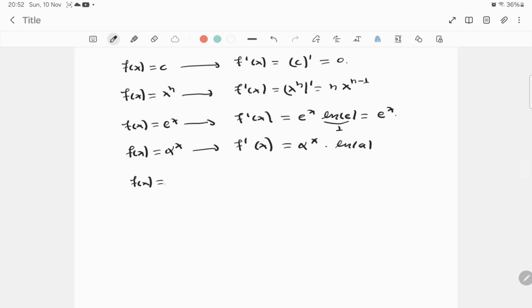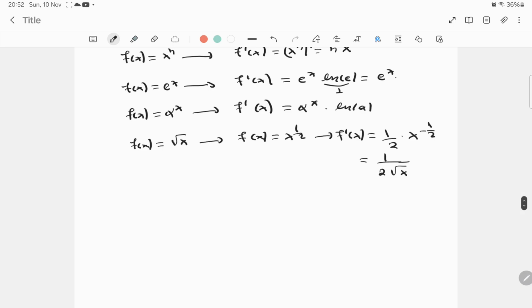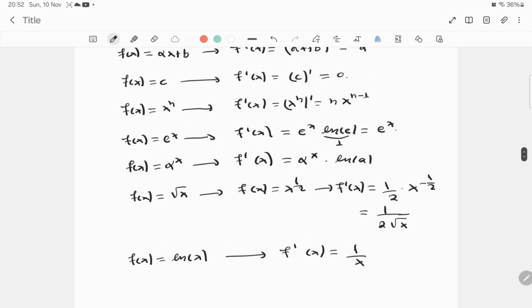F of x equals square root of x. Here you can write this f of x as x to the power of a half. The derivative of this function is a half times x to the minus a half, or you can write 1 over 2 times the square root of x. F of x equals the natural logarithm of x. The derivative of this function is 1 over x.